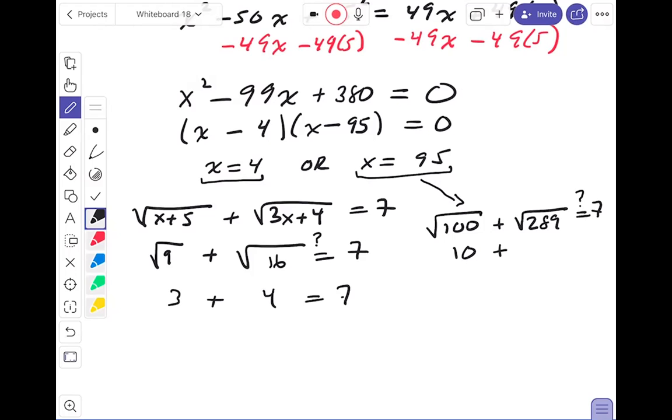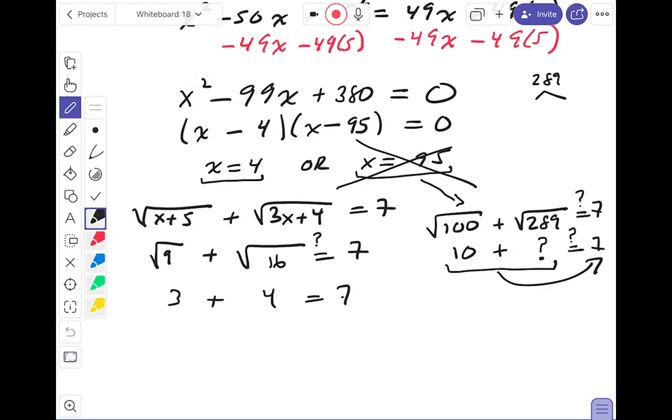Let's see. 289. Ready for this? Is it a square root? To be honest with you, I don't really think I even need to know what that square root is. I'll tell you why. It's a positive number, and there's no way it would ever equal 17. So I'm going to say this is extraneous. It doesn't work out. There's only one answer.